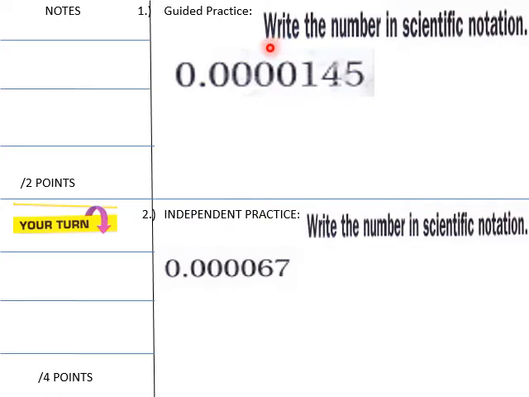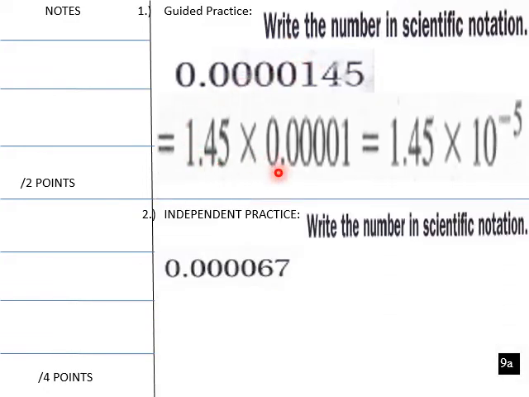Now into our guided practice here. Students, this is yours. Pay attention. Okay, for this guided practice, 1.45 times 0.00001 is 1.45 times 10 to the negative 5th. So it'd be 1, 2, 3, 4, 5. So it'd be 1.45 times 10 to the negative fifth. We moved it to the right, so it'll be the negative fifth power.